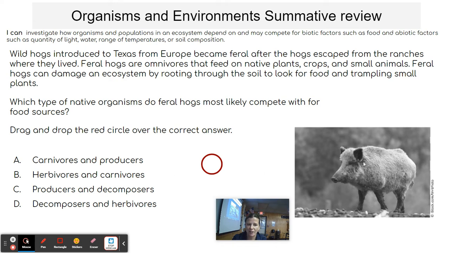So this feral hog would have no competition with producers. Remember, producers make their own food using the sun's energy. So there's no competition with producers. There is also no competition with decomposers. Decomposers break down dead, decaying matter.